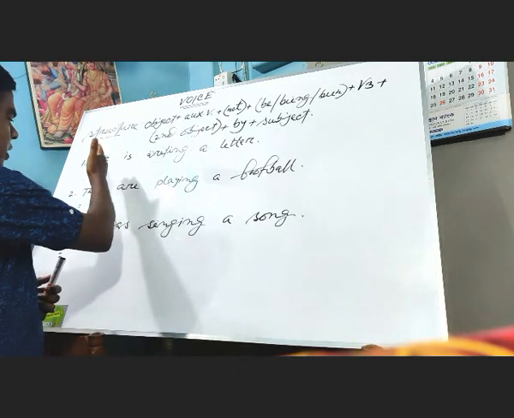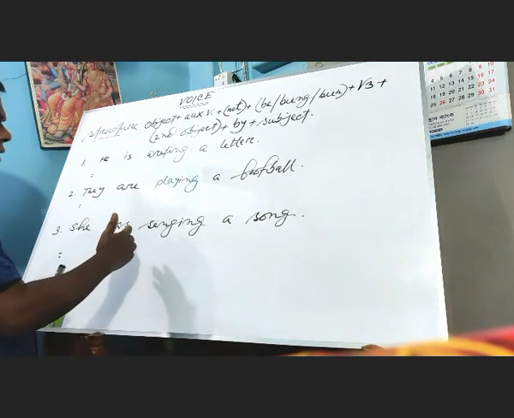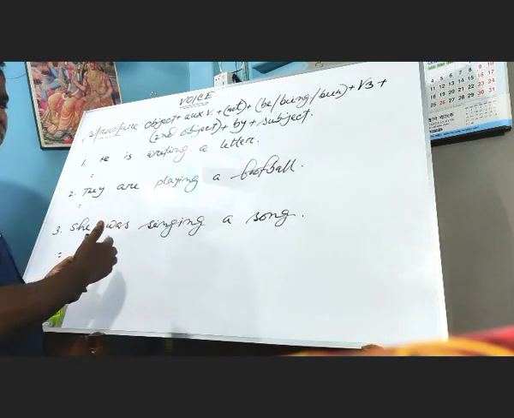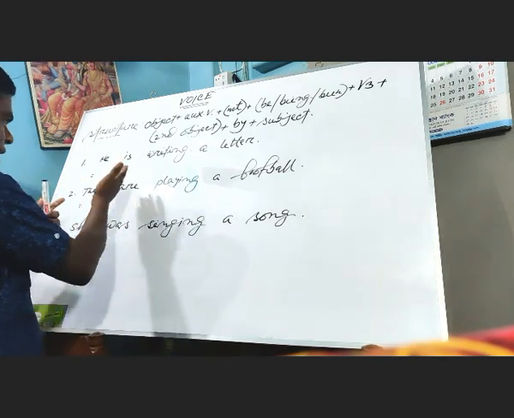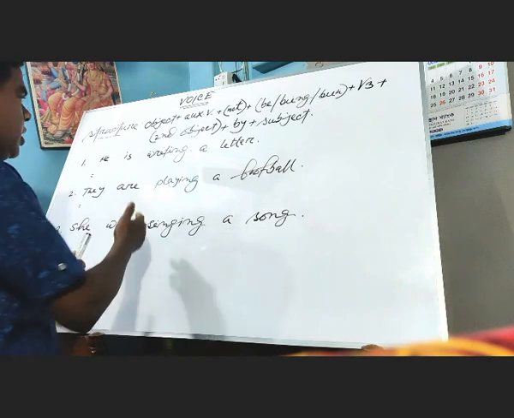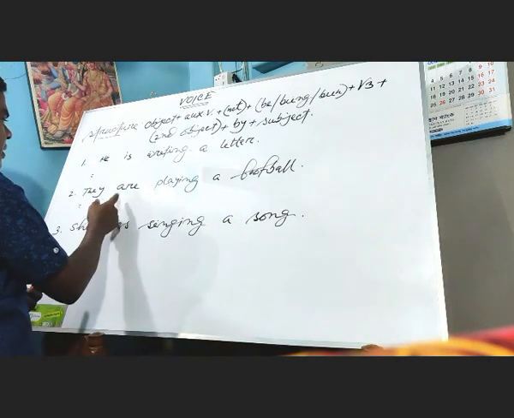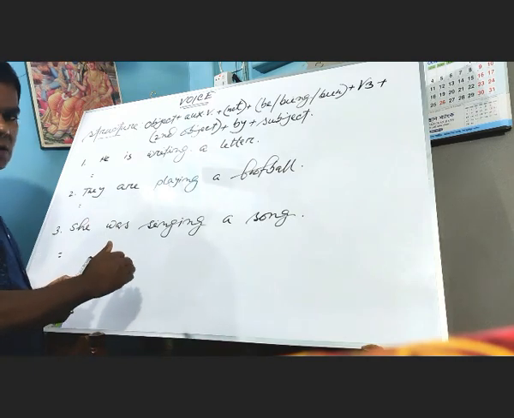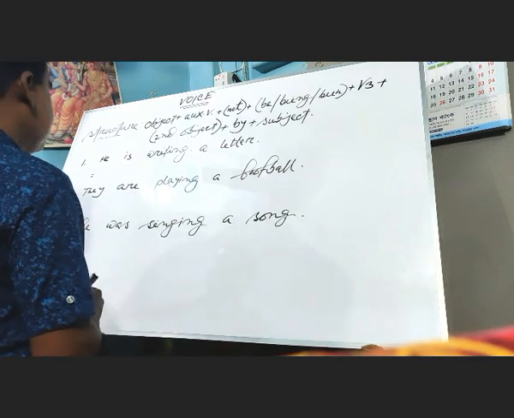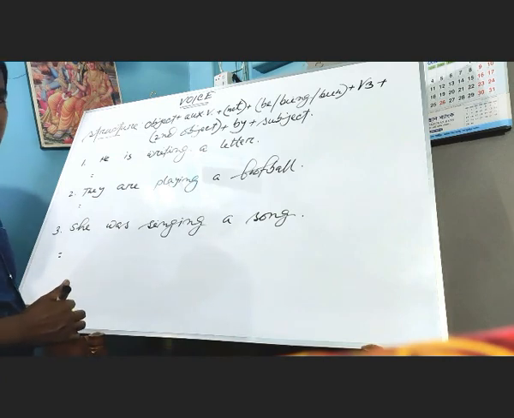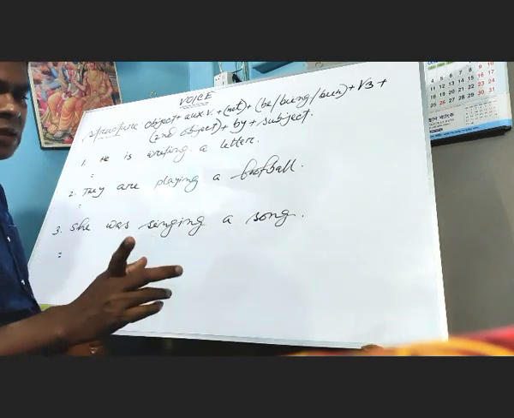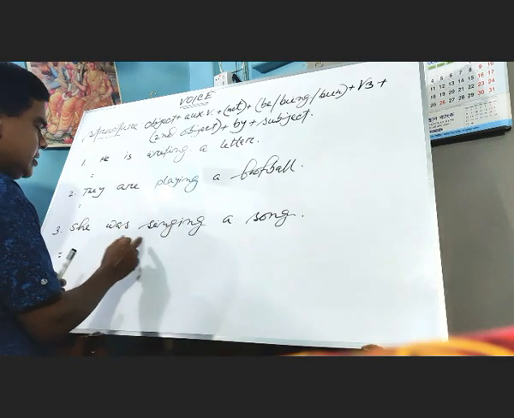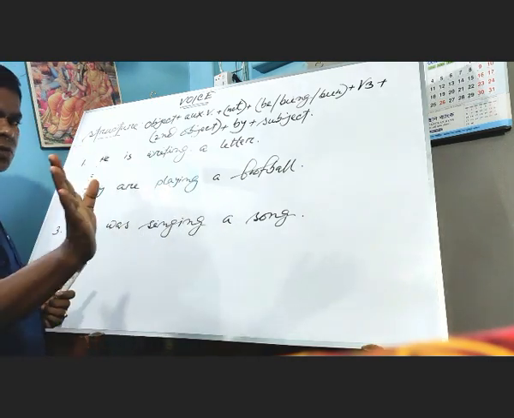So here we have three example sentences, and in every one we find an auxiliary. Respectively, look here, the auxiliaries are is, are, and was. So these are the three auxiliaries I have used in these three sentences. After the auxiliary, the principal verb is used. So this is the principal verb, and this is the auxiliary. Okay, students.